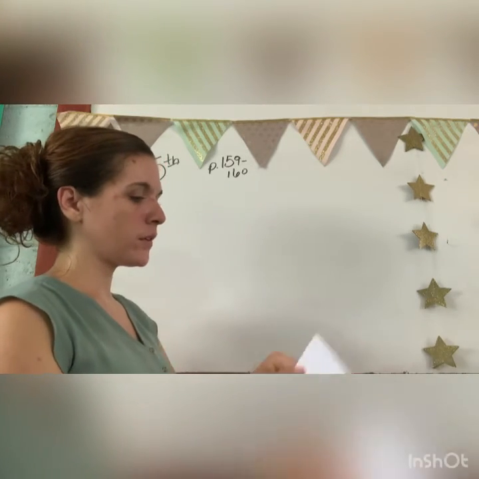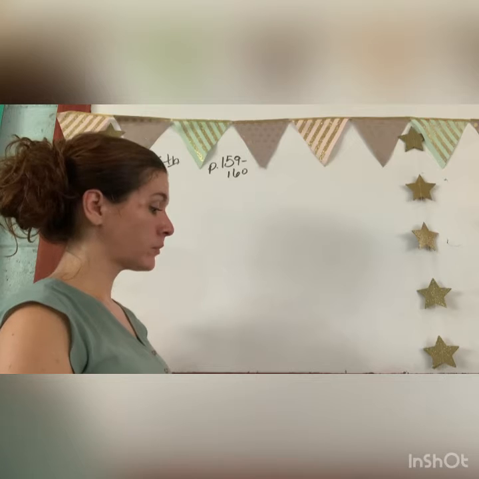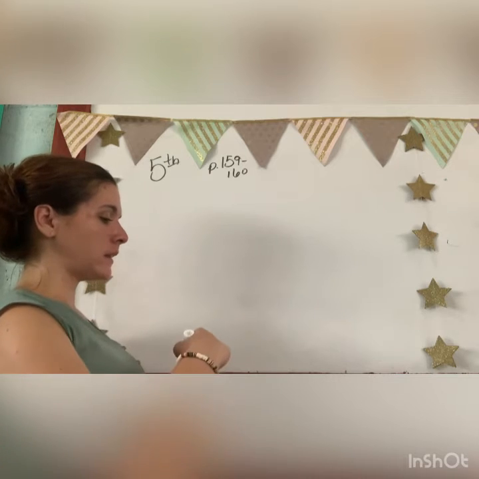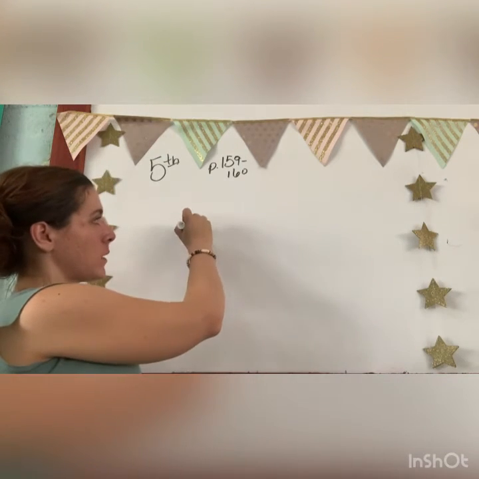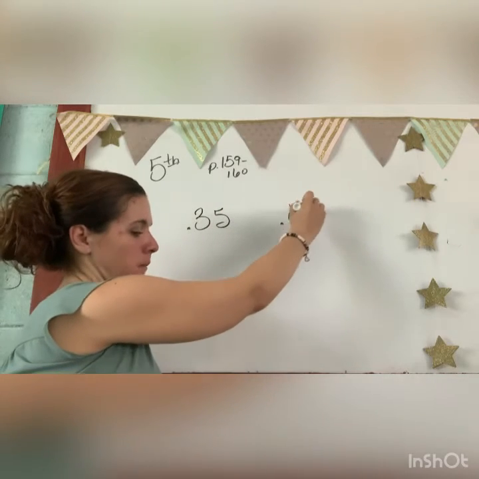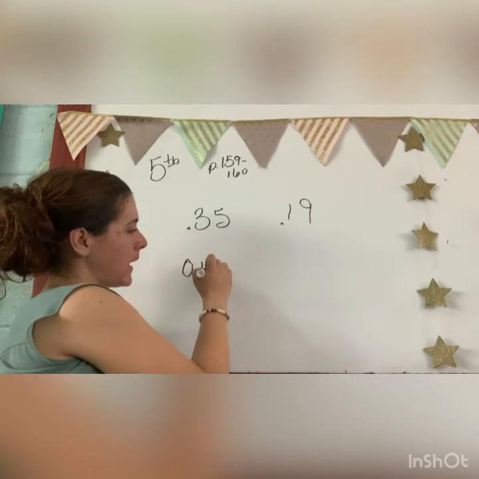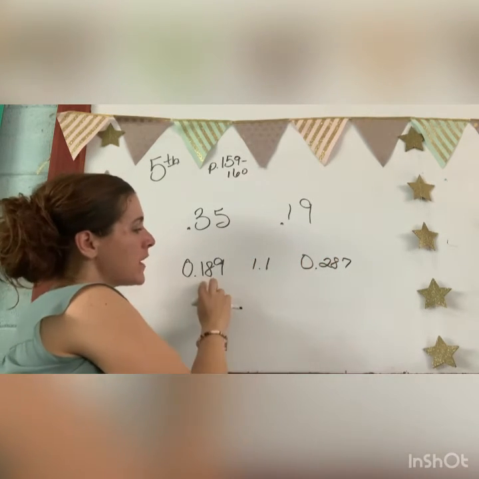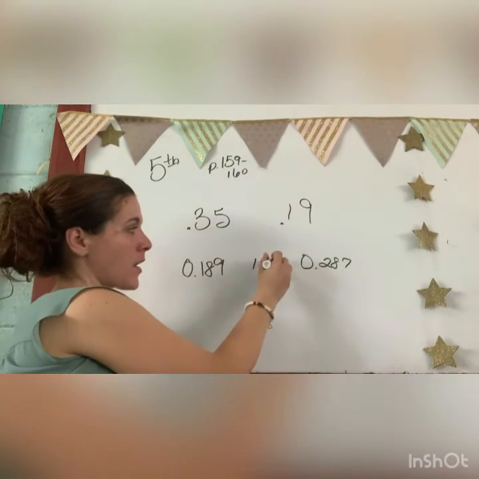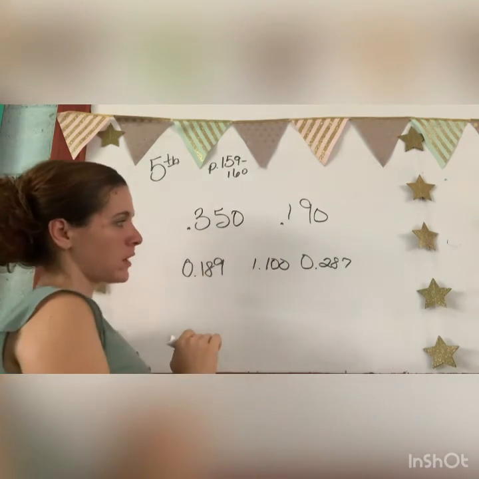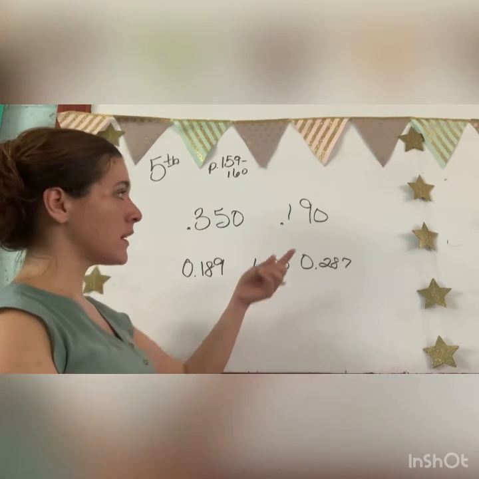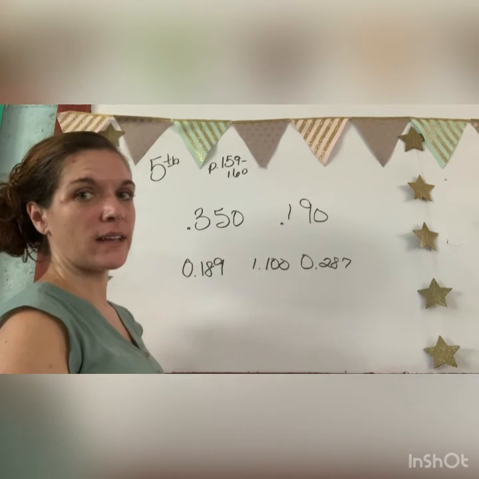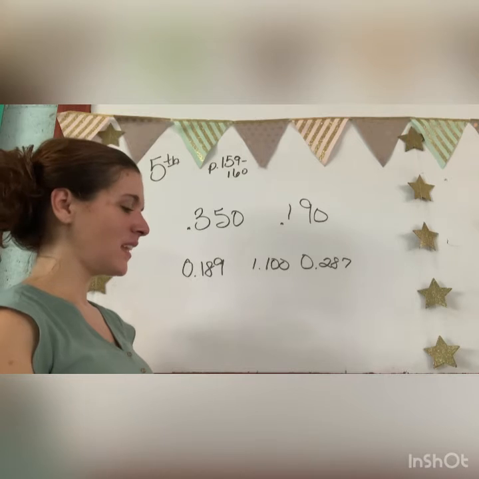Number 5, look at number 5. Mark under the number that is between 0.35 and 0.19. So look what we need to do. We have 0.35, we have 0.19, we have 0.189, 1.1, and 0.287. Well, if this number has 3 numbers after the decimal place, we need to make sure every number has 3 numbers after the decimal place. So what it's asking you for is what number is between 190 and 350. Then you have to decide which one it is. Okay?